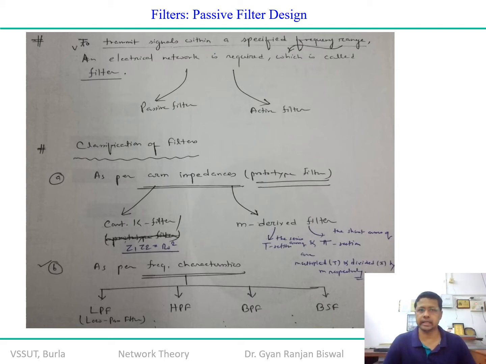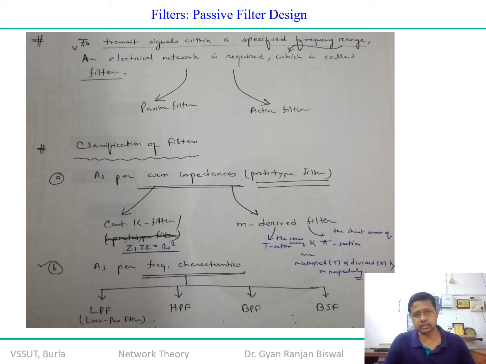So the criteria is that the product of Z1, Z2 should be free from the frequency. So therefore, it is equal to R naught square. Remember, it's not equal to Z square, because Z is a frequency dependent component, not R naught. R naught is a purely resistive component.